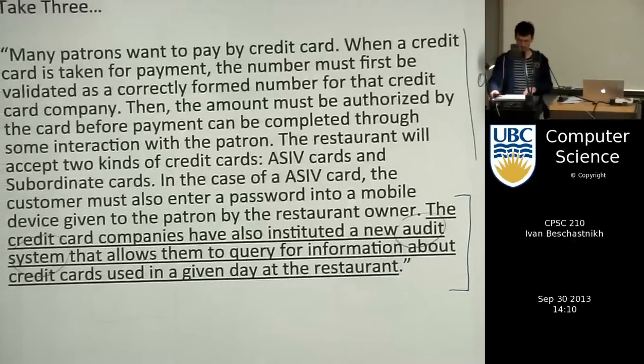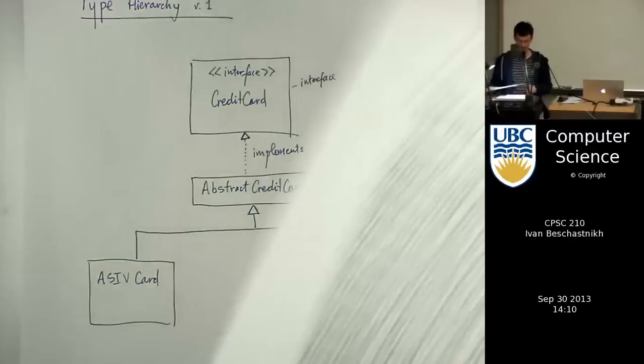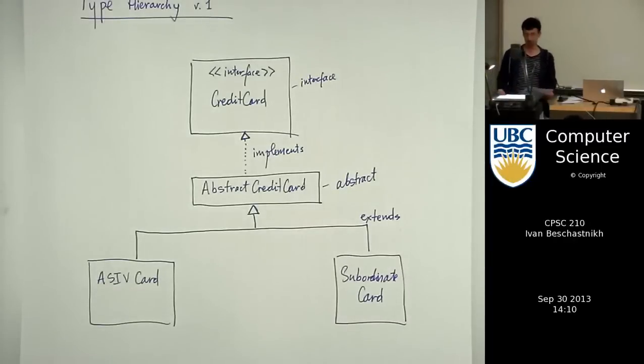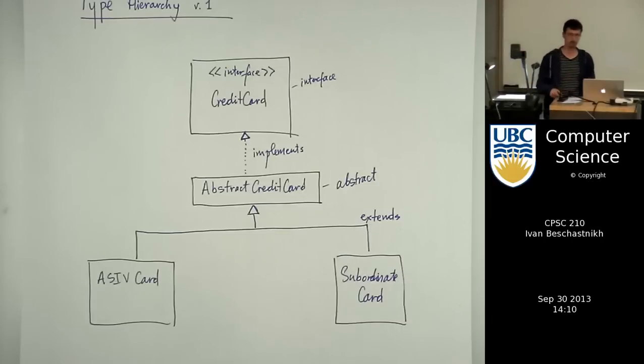So I have this constraint. Now I need to query credit cards about previous payments. That's what auditing is. So how would I add this to my type hierarchy? Where would it go? So you have this new constraint, right? You have to be able to query credit cards about their past history.